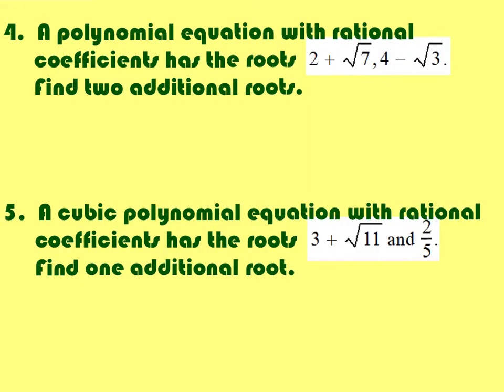Number 4 says a polynomial equation with rational coefficients has the roots 2 plus the square root of 7 and 4 minus the square root of 3. It says find 2 additional roots. So that's all we have to do for number 4 is find 2 more roots. Well, the conjugate root theorem tells us that if we have a square root or an imaginary number, then we'll also have the conjugate.